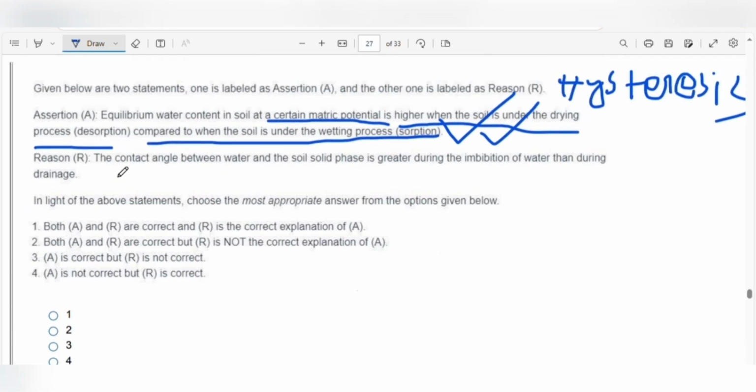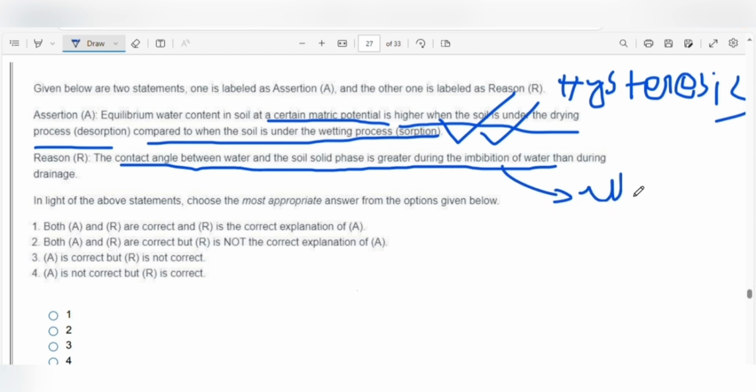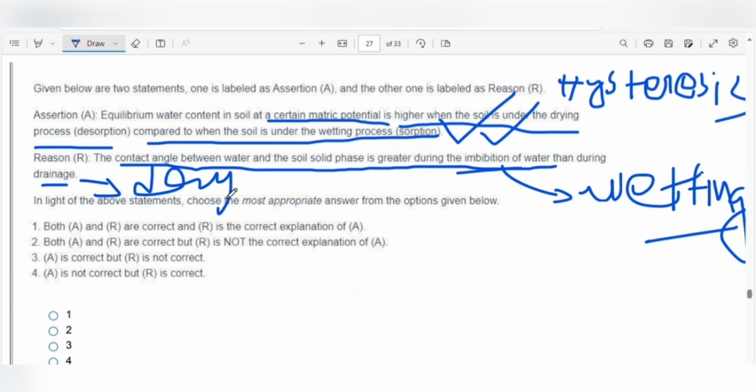The contact angle between water and the soil solid phase is greater during the imbibition, that is wetting. Imbibition means wetting, like during the absorption of water in the soil. So contact angle between water and soil solid phase is greater during the wetting of water than during drainage. Drainage means drying. This statement is also absolutely true. I think you remember the four reasons, four causes for hysteresis. Number one is the ink bottle effect. Number two is the entrapped air in the soil.